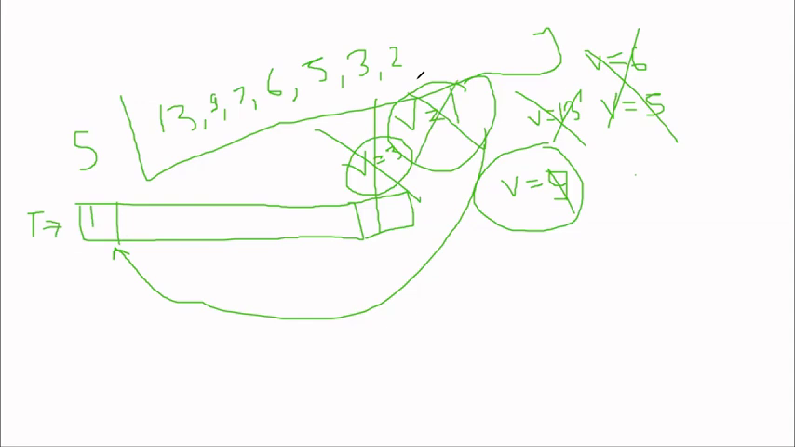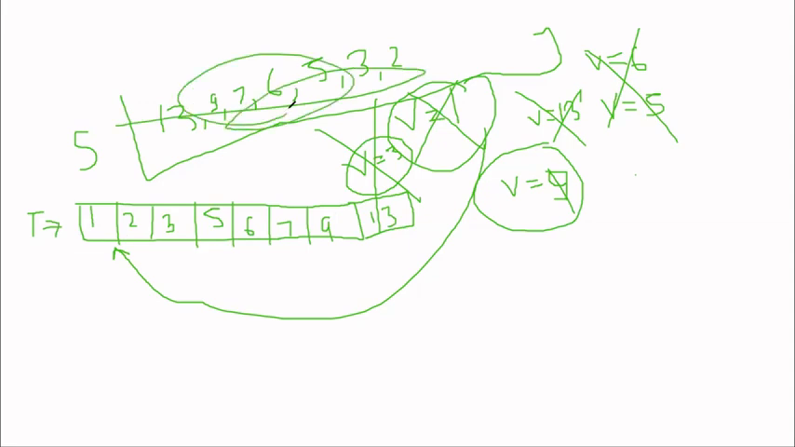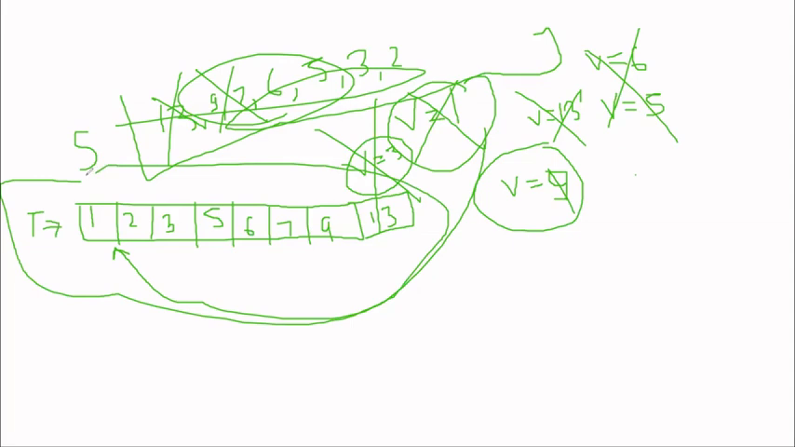Again, I'll repeat the same concept. 2 comes, 2 is greater than 1, of course we'll add 2. 3 comes, 3 is greater than. 5 comes, 5 is also greater than. 6 comes, it is greater than. 7 comes, it is also greater than. 9 is also greater than, and 13 comes, it is also greater. So we have popped all the elements from the stack, and this stack is currently empty. So we'll return this temporary stack, and we can see that the stack is sorted.